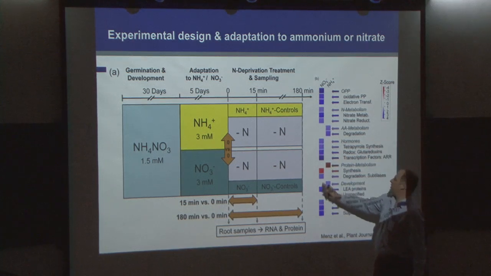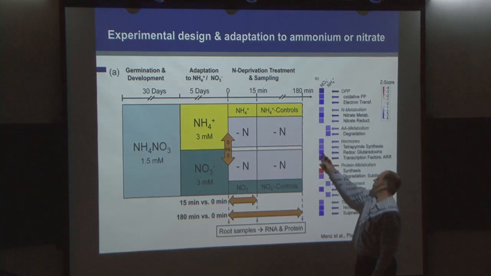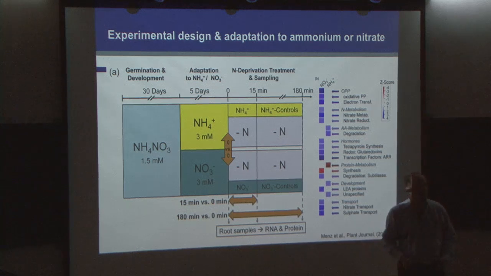Blue means overrepresentation, red means underrepresentation. And many categories are somehow overrepresented under nitrate, which indicates that, well, the plants feel better in nitrate. With ammonium, they feel a little bit worse. Many things of the metabolism are not so active, basically. And all these categories here contain several genes that are analyzed together in these kinds of categories.